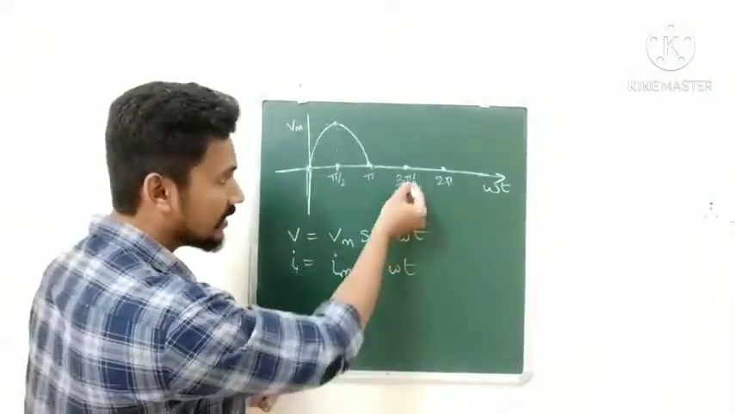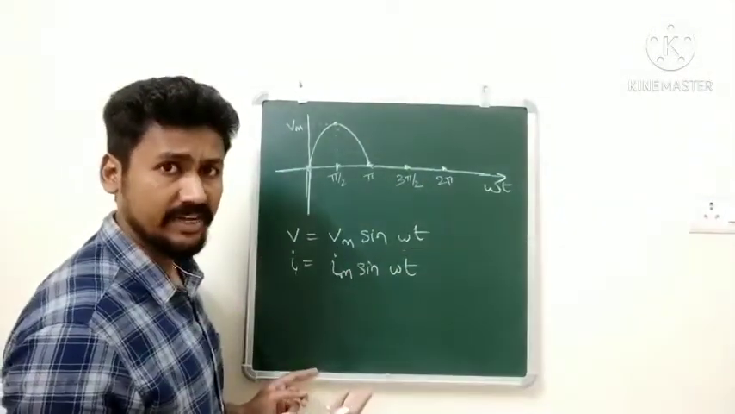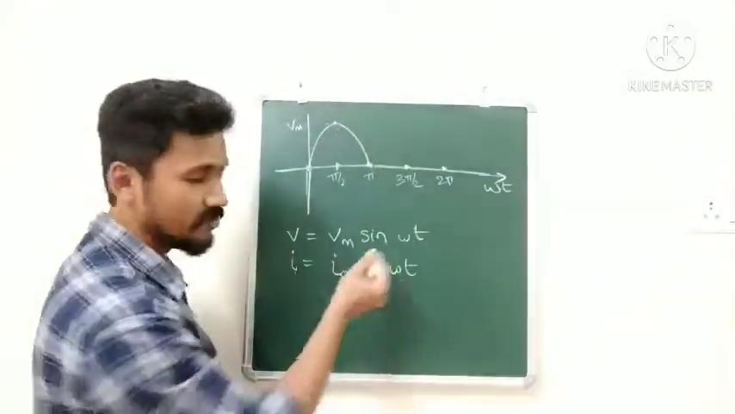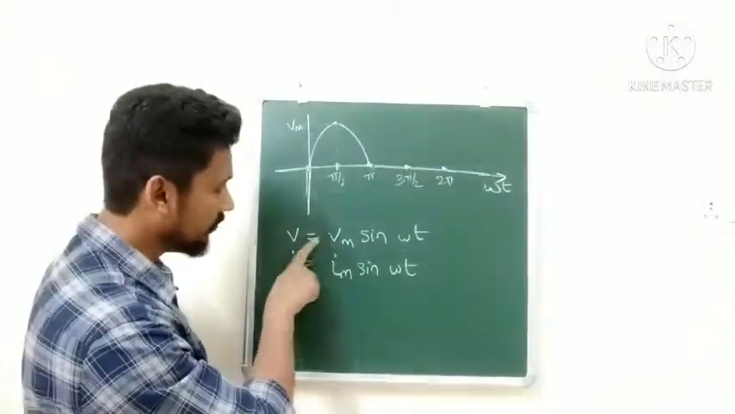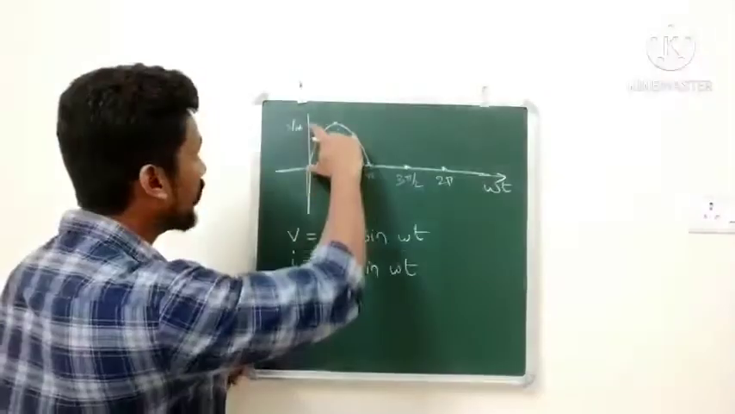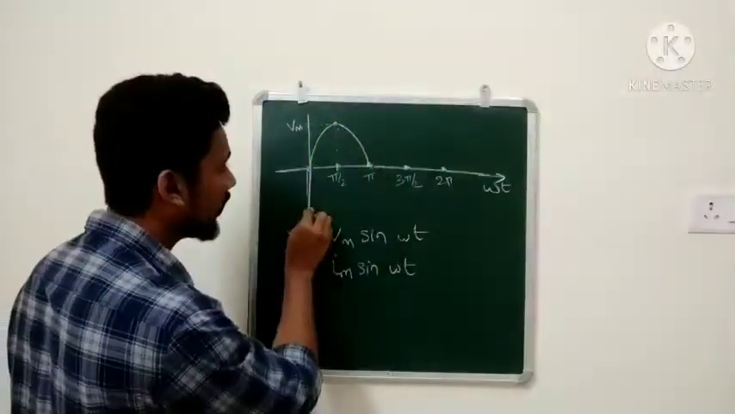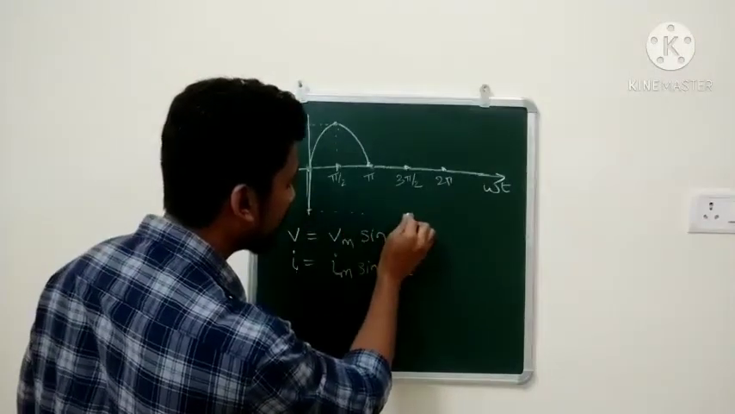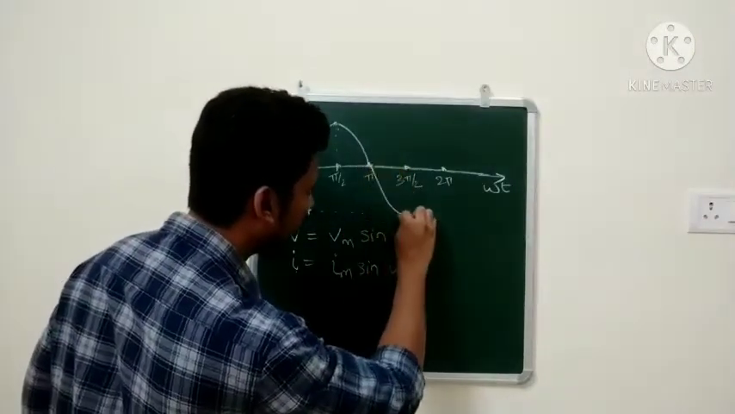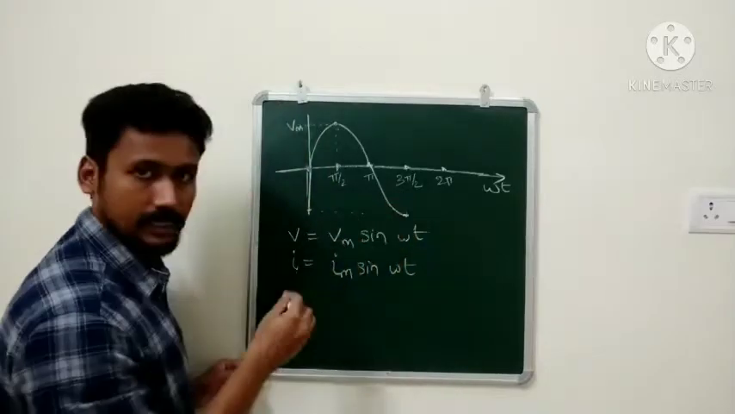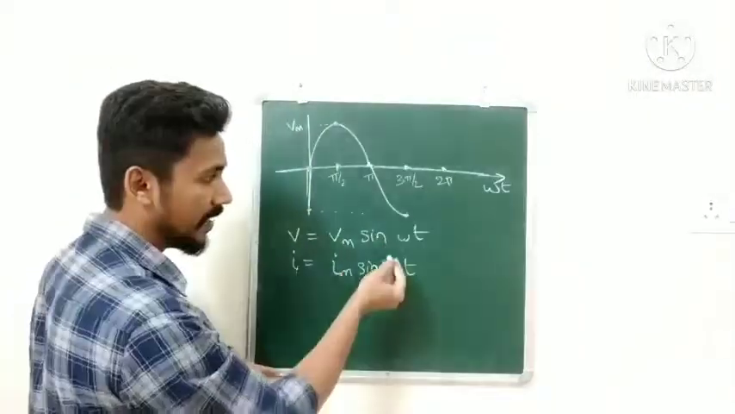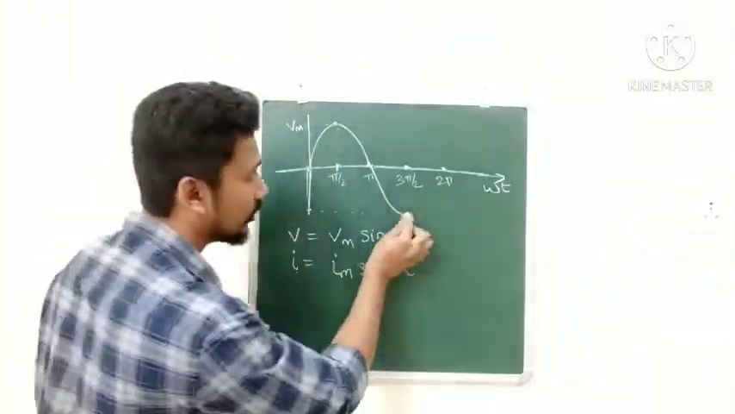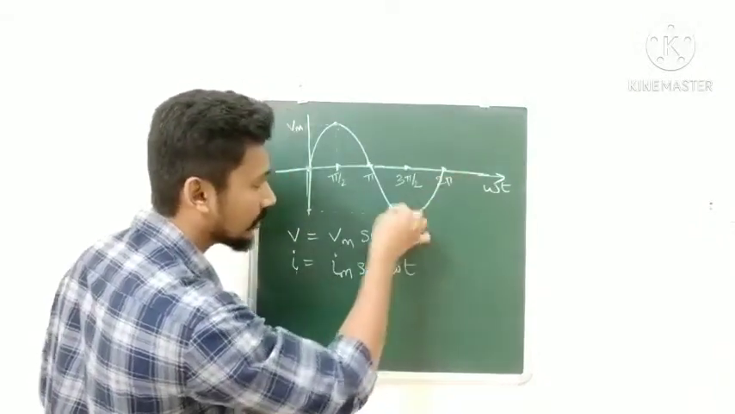Then at 3 pi by 2, that is 270 degrees, sine of omega t will become minus 1. So V will become equal to minus Vm. So how much is minus Vm? Let us plot it here. So minus Vm will be here. So the graph curves like this. Again, at 2 pi, sine 2 pi will be 0, V will be 0. And the graph comes here.